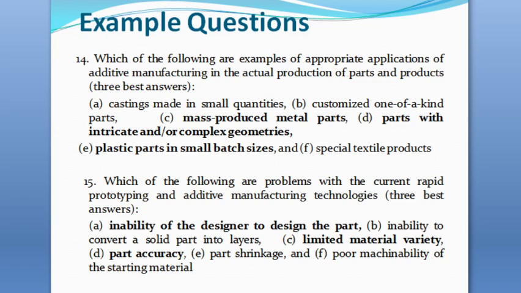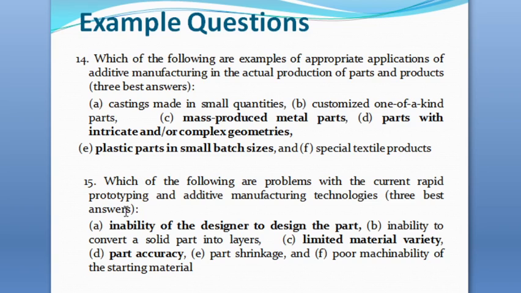Which of the following are examples of appropriate applications in AM? We can produce mass produced metal parts, and also parts with complex geometry and intricate shape. Plastic materials are also used in small batch size. So these three are the correct answers: mass produced metal parts, plastic parts in small batch sizes, parts with intricate and complex geometries.